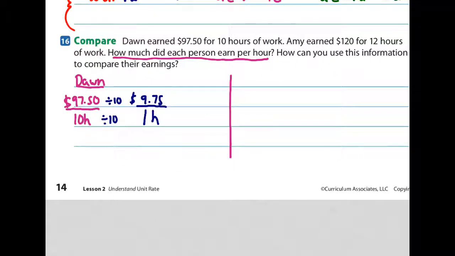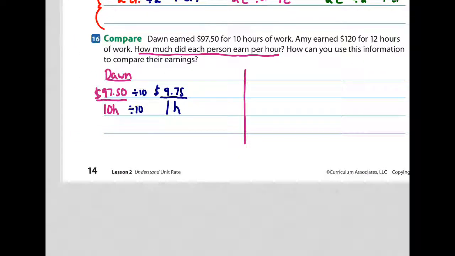Now, what I want you to do is I want you to do the same thing, but this time for Amy. So start with Amy's ratio in the problem and figure out what she made per hour. Don't explain it yet. Just figure this out. Pause it, figure out Amy, restart it when you're done.